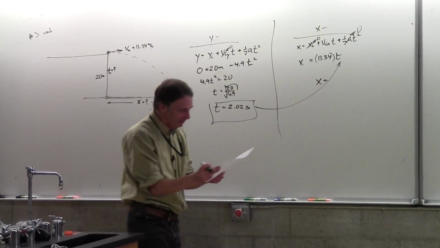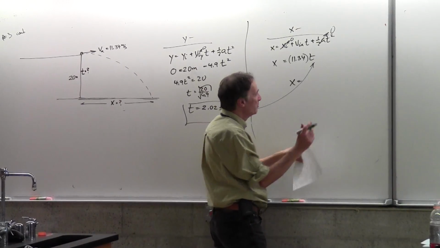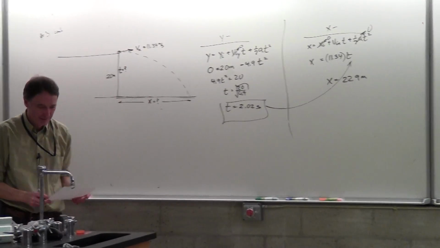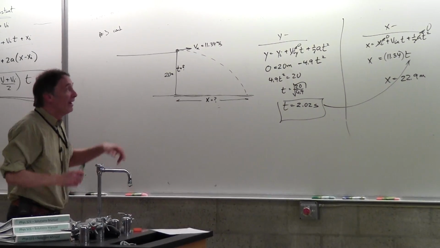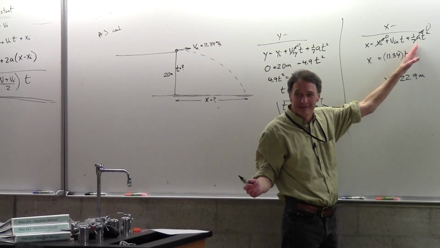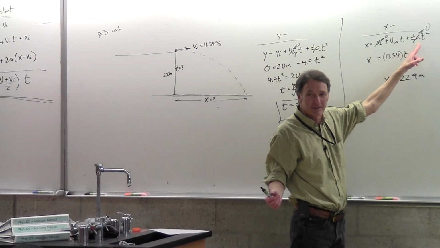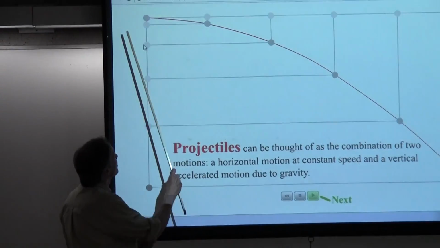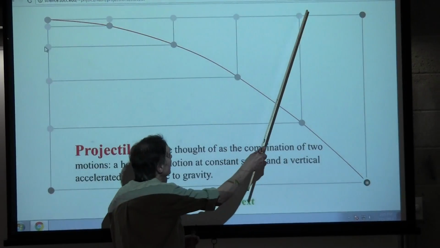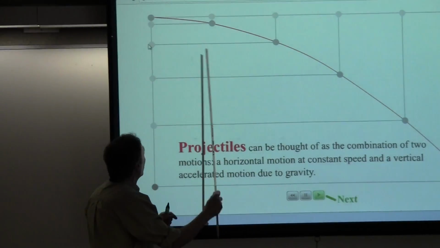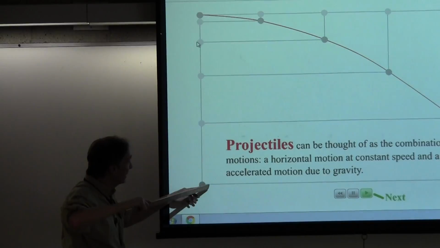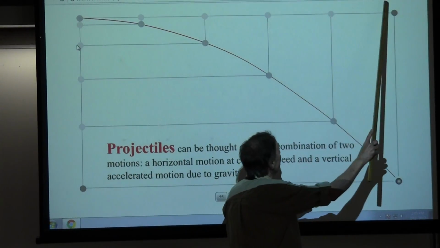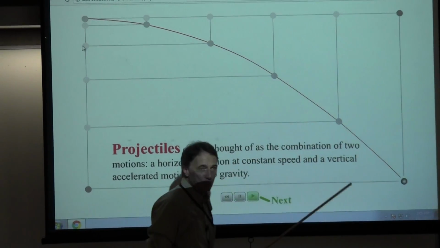And I got 22.9 meters. Okay, you got that too? Good. That's reassuring. Good point. What is the acceleration in the x direction? 0. It goes at a constant speed in the x direction. And that's what these evenly spaced things represent. If I get the time going down to here, and then I take that same time for the thing going at a constant speed, I should get over to here. And that's where I'd be landing.